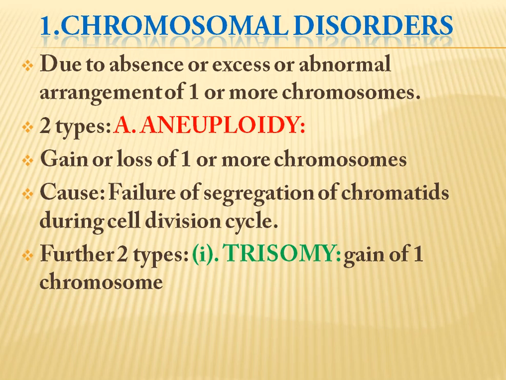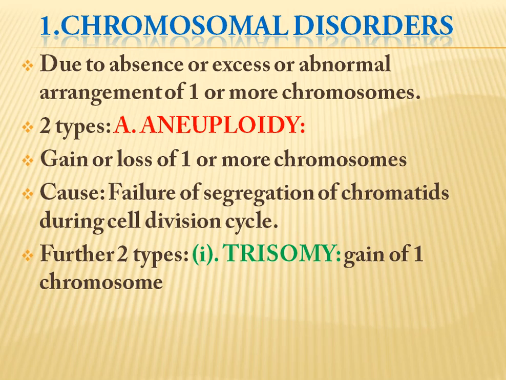In chromosomal disorder, there is absence or excess or abnormal arrangement of one or more chromosomes. It is two types. First one is aneuploidy. In aneuploidy, there is gain or loss of one or more chromosomes. Cause of aneuploidy is failure of segregation of chromatids during cell division cycle. It is further of two types.